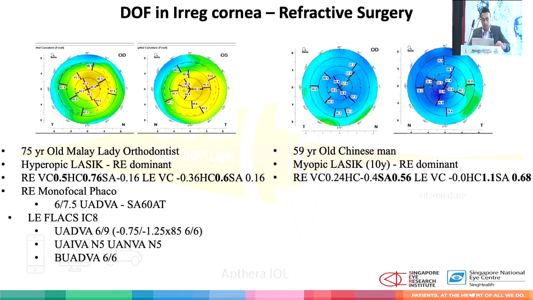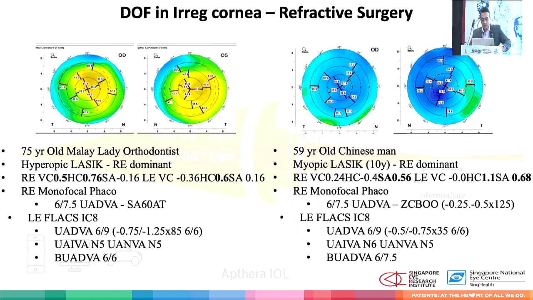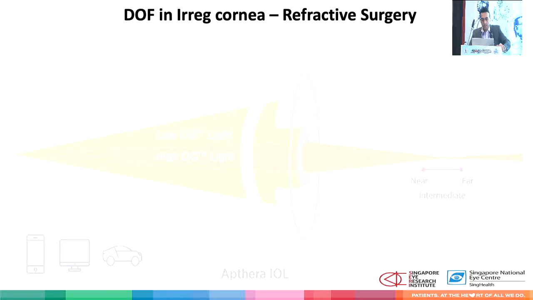The opposite of that is the post-LASIK correction. This is a guy who had LASIK 10 years ago. The right eye is dominant, so he's got slightly higher levels of spherical aberration in both eyes, as you can see in the right and the left eye. In the right eye I put a monofocal lens to reduce the spherical aberration, so I use a ZCB00 lens. In the left eye I put an ICA, and again, much better unaided distance vision than you'd expect, but good intermediate and near vision, and binocularly very happy with 6/7.5.